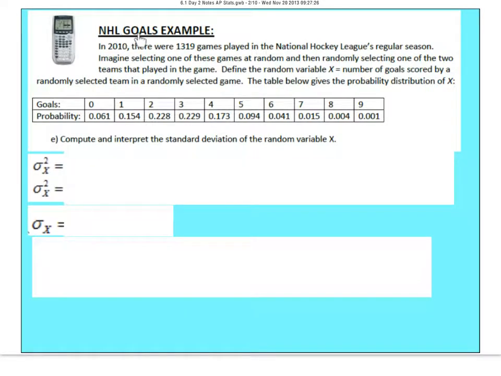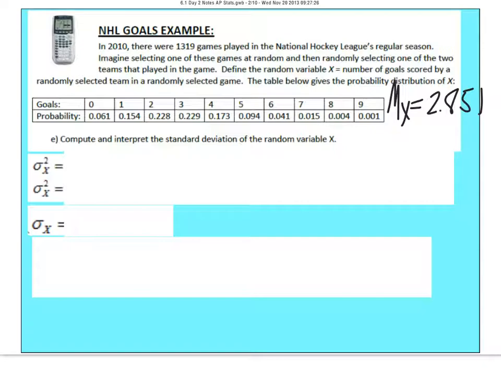Let's revisit the NHL information again about the number of goals per game and the probability of getting that in this distribution. So here they want us to compute and interpret the standard deviation of the random variable x. So before we do that, the first thing we have to do is compute the variance. So remember, variance is sigma squared. And what we're going to do is we earlier did compute the mean for this distribution. And the mean for it, our mu sub x, was 2.851. So for standard deviation, we're going to take each outcome minus the mean and square it, and then times it by its corresponding probability.